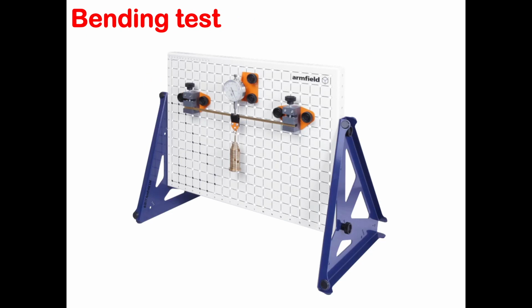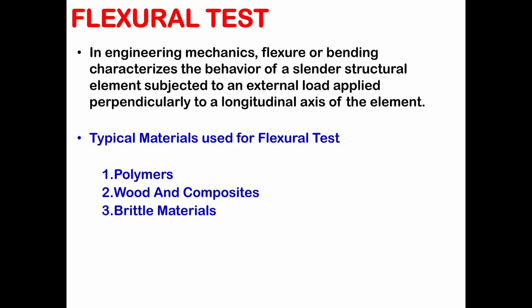You have already seen this at this point, and this is called the flexural test. In engineering mechanics, flexural bending characterizes the behavior of a slender structural element subjected to an external load applied perpendicularly to a longitudinal axis of the element. The typical materials used for flexural tests are polymers, wood, composites, and brittle materials. In your test, you have seen a couple of metallic beams and a composite beam.